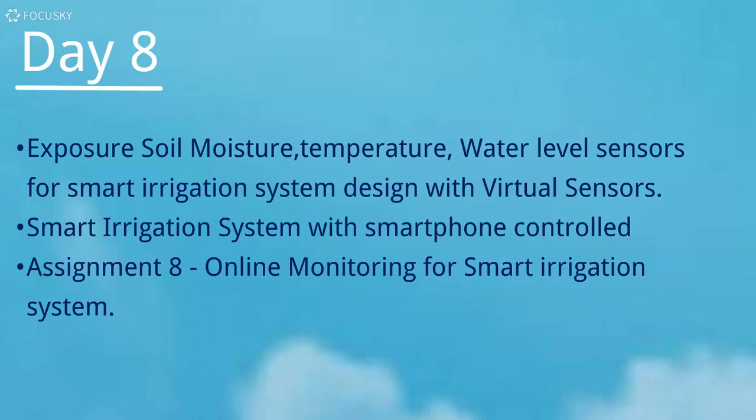And we want you to develop a smart irrigation system with smartphone control. The assignment is online monitoring of the smart irrigation system. That means if you have a field, any kind of farming area, you should be able to control it worldwide. By sitting in some corner of the country, you should be able to control your particular farm area. That is the agenda.